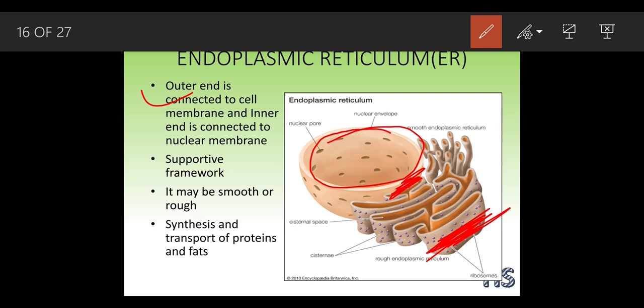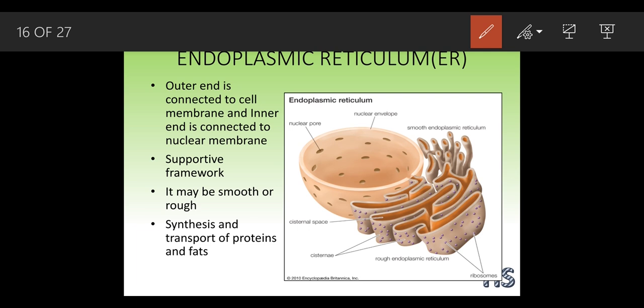It provides the supportive framework of the cell. What do you mean by supportive framework? Supportive framework means giving a shape. It helps to give a shape to the endoplasmic reticulum. This endoplasmic reticulum can be of two types, it can be smooth or it can be rough. What do you mean by smooth and rough?